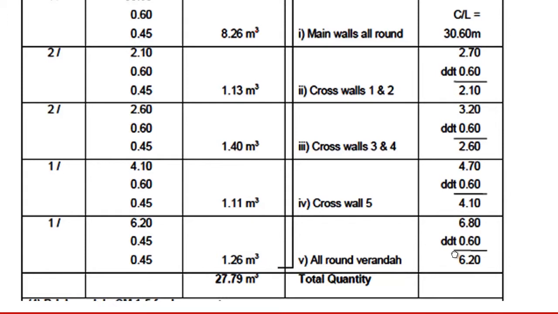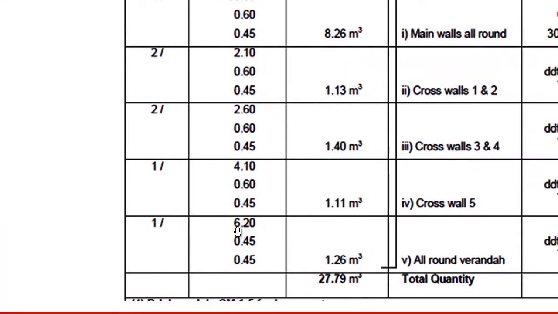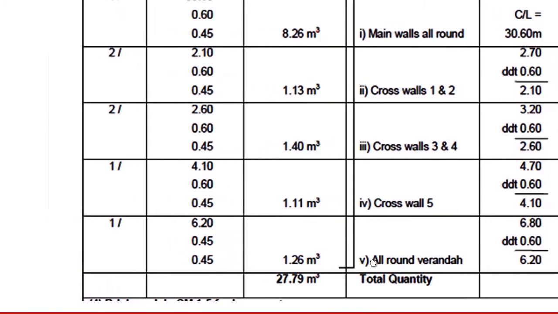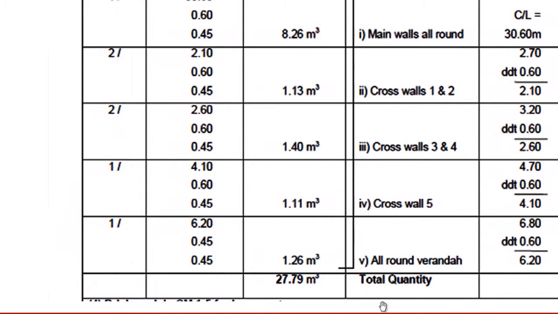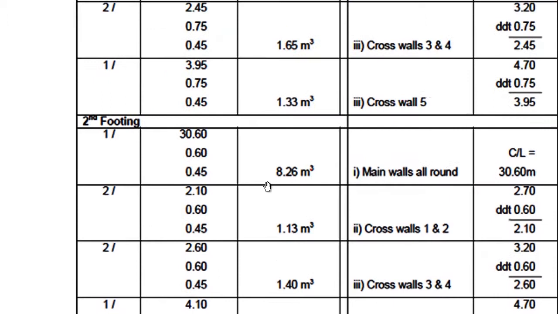Then all around the veranda. All around veranda, the total center to center length is 6.80. Now we are deducting 0.6. Then what is the answer? 6.20. And veranda breadth 0.45, and then depth 0.45. Now veranda ஒரே ஒரு quantity இருக்கனால 1 bar. One time தான் இருக்குல்ல, 1 bar into 6.20 into 0.45 into 0.45. Then what is the answer? 1.26 meter cube.